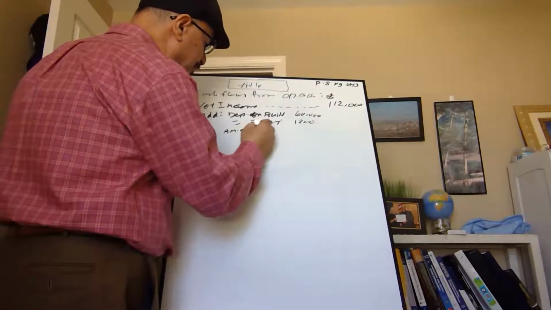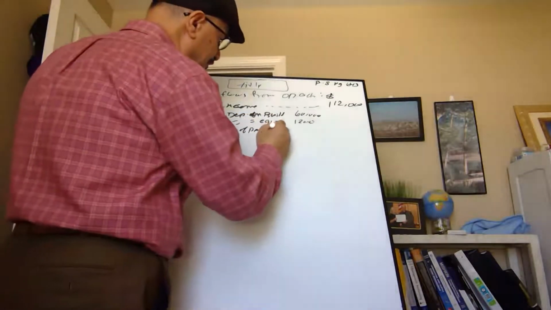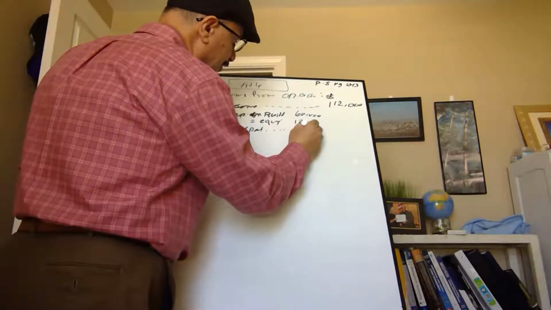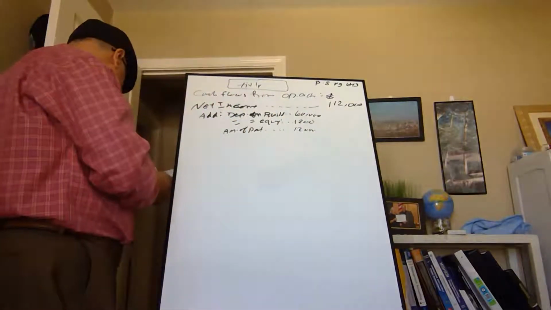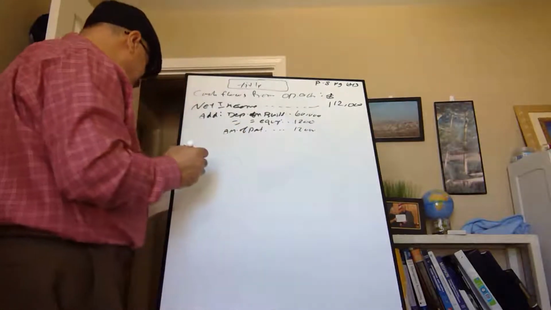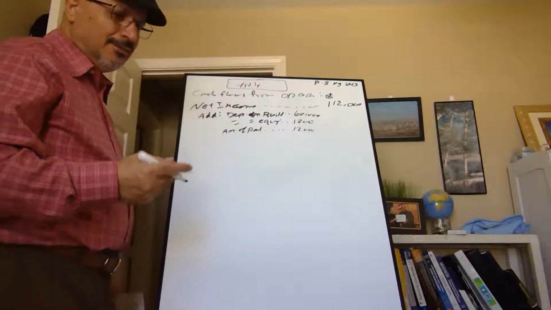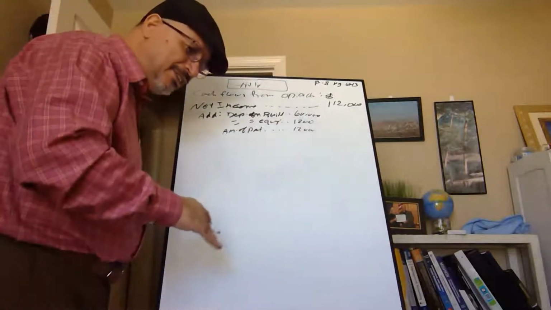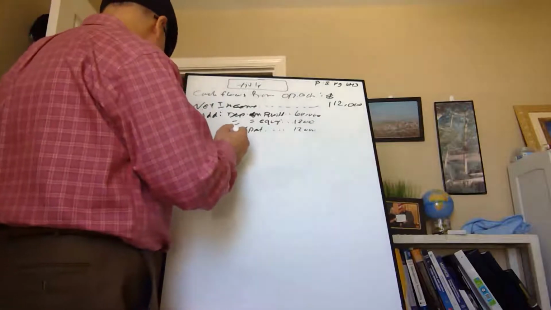Amortization of patent, okay, for $12,000. Okay, and we also have a gain on sale of equipment. Now the gain on sale of equipment we subtracted. Remember we said we subtract the gains and we add the losses. Okay, so gain on sale of equipment.